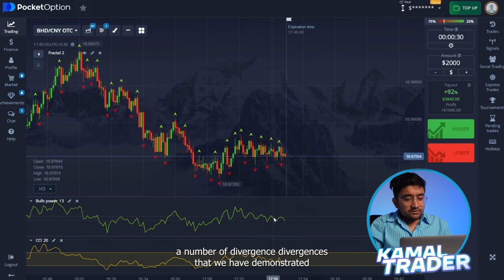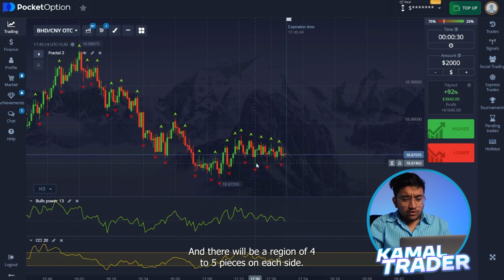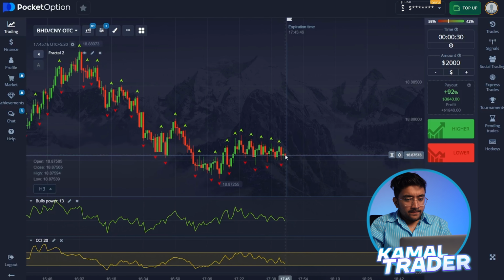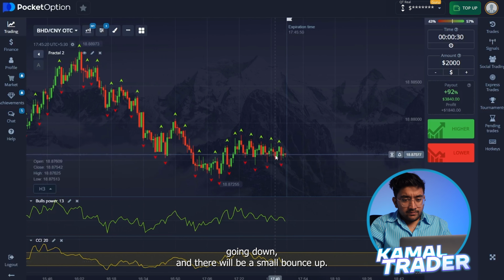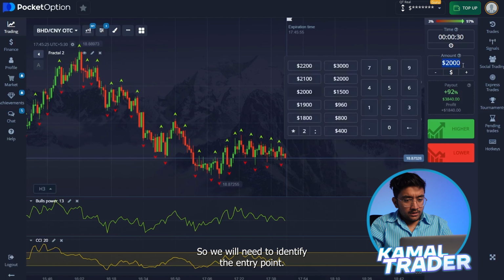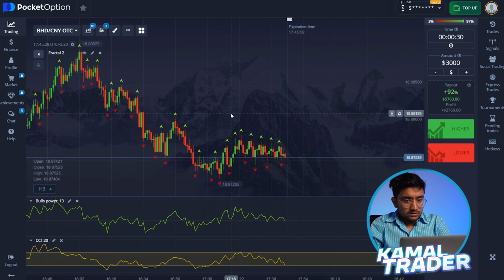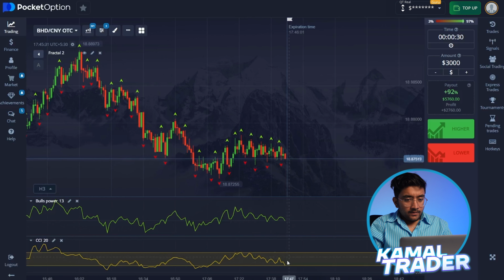A number of divergences that we have demonstrated with the general bounces, and there will be a region of 4 to 5 pieces on each side, and most likely we'll have the asset going down and then a small bounce up. So we'll need to identify the entry point. So for this amount, our last trade will be of $3,000. Let's go, and we'll start the betting.